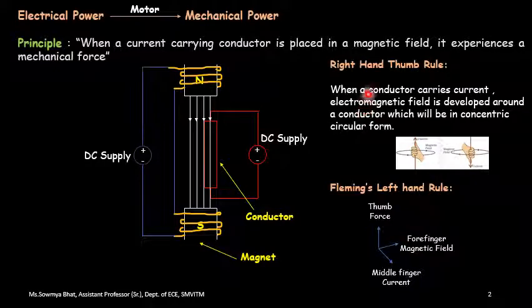In order to determine the direction of the electromagnetic field developed around the current carrying conductor, I will be making use of the right hand thumb rule. So apart from Faraday's law, we are going to use the right hand thumb rule as well as Fleming's left hand rule in order to explain the operating principle of this electric DC motor. Now let me explain the concept by taking further diagrams so that it will be much clearer for you.